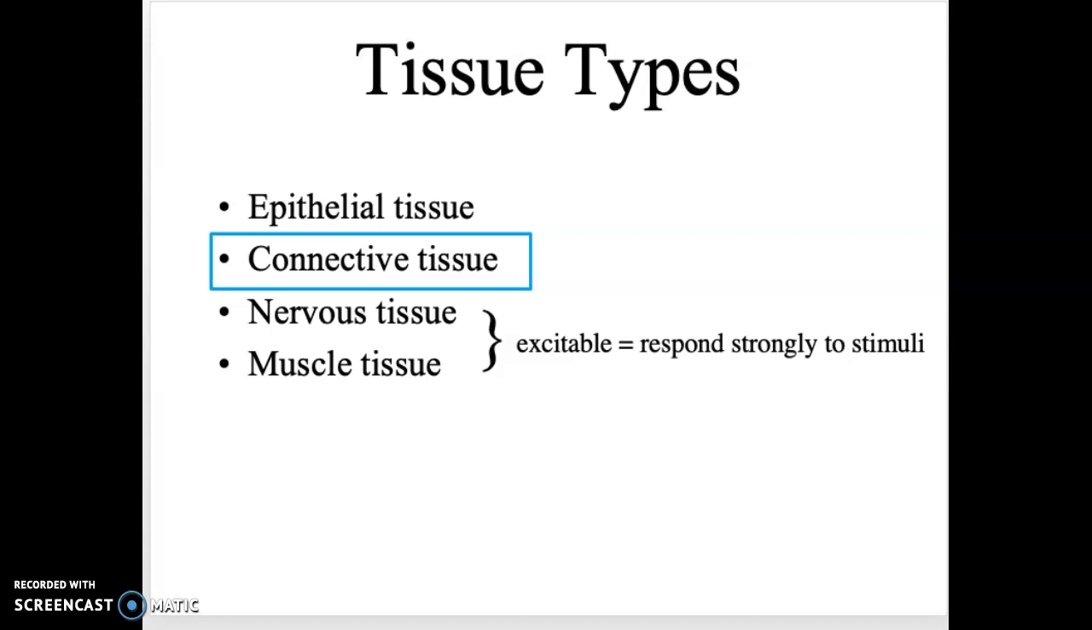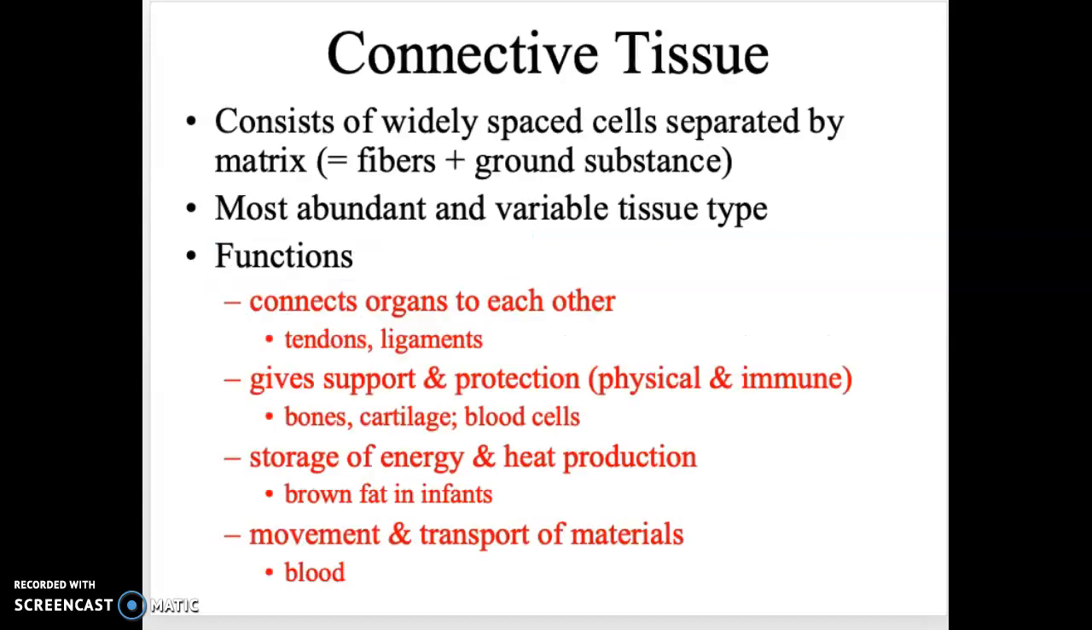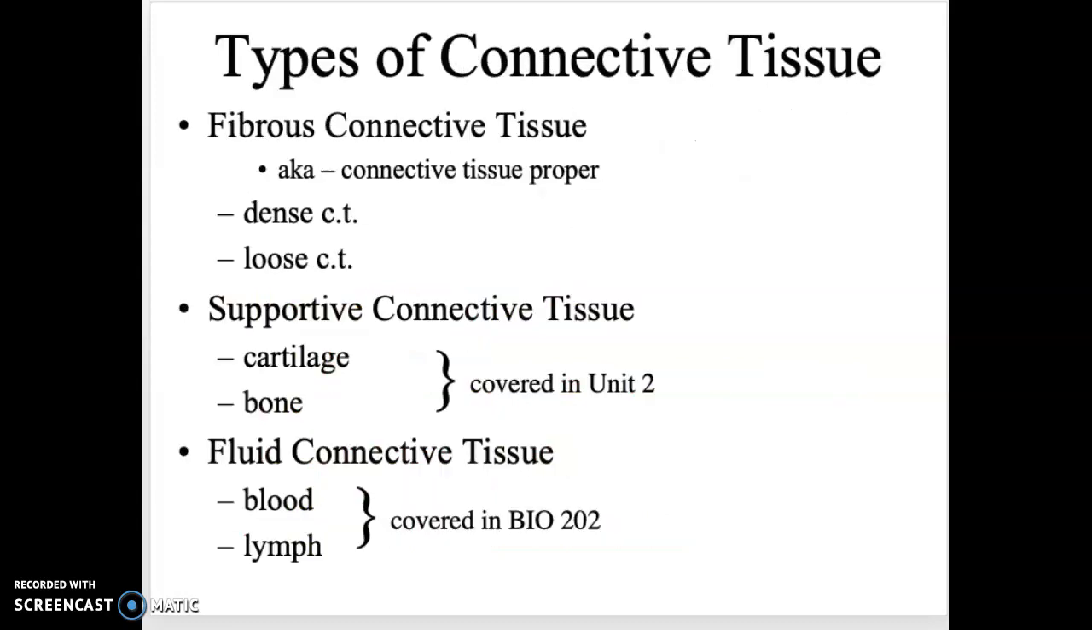Okay, so in this video we'll go through the different types of connective tissue. Connective tissue is unique because the cells are very widely spaced from each other and there's a lot of extracellular matrix. Connective tissue is the most abundant and most variable. It is basically all the tissue that doesn't fit into epithelial, nervous, or muscular. So for example, your tendons and your ligaments, your blood, your fat, all of that is connective tissue.